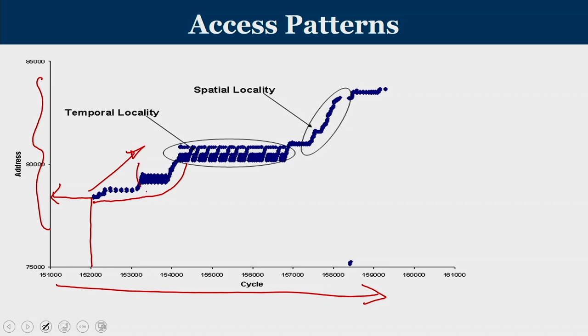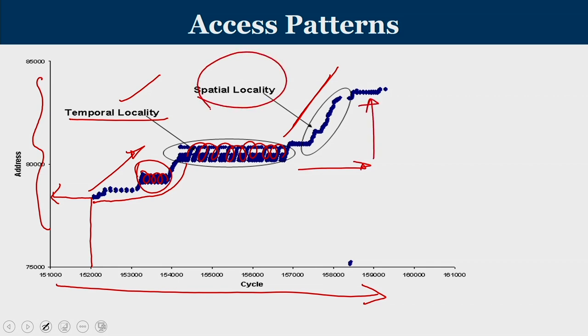And then you can see that in this region, the same address is being revisited. You come down to the same address. Similarly, in this region also, we can see that the same address is being repeated in the near future. That refers to temporal locality. If the address is being re-referenced in the near future, we call it temporal locality. And if you look at this range, you can see that as time progresses, adjacent addresses are being accessed. That is what is known as spatial locality.